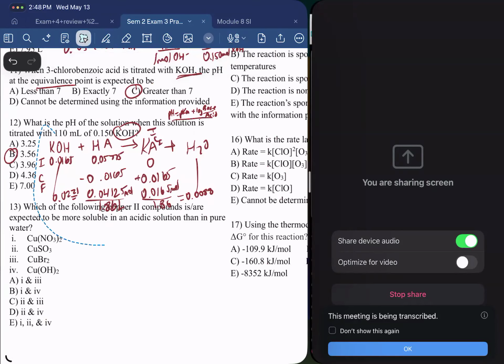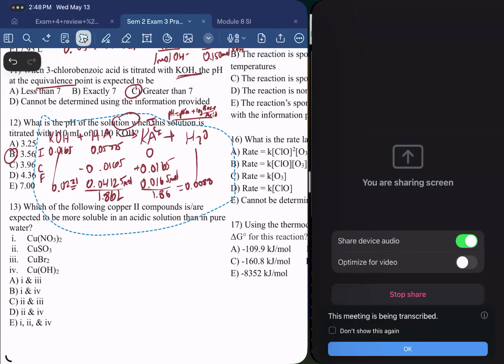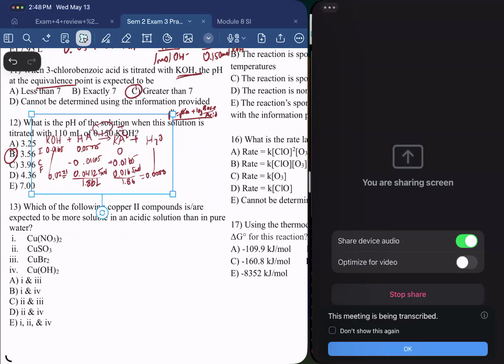Alrighty. Let me move this up a bit. Let me shrink this. Okay.